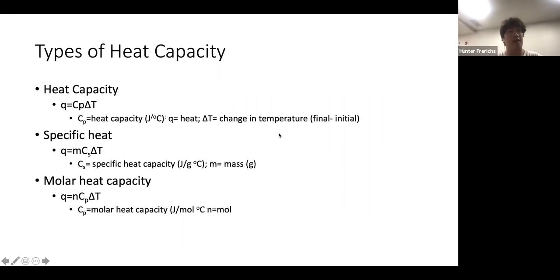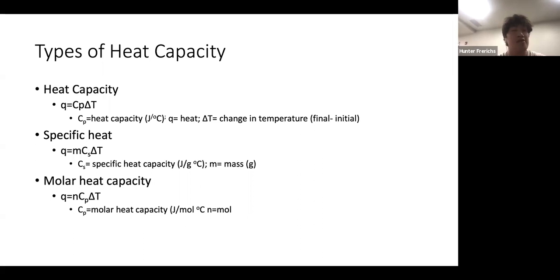There are different types of heat capacity that we're going to study today. The first one is normal heat capacity, which is the formula Q equals Cp delta T. Cp is the heat capacity in joules per degree Celsius, Q is the heat, and delta T is the change in temperature. Remember, you find that by taking the final temperature minus the initial temperature of the object.